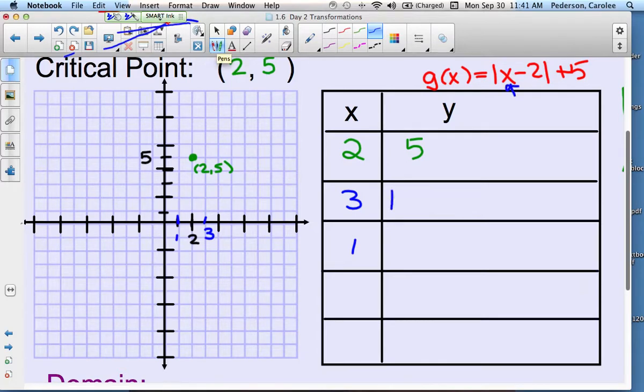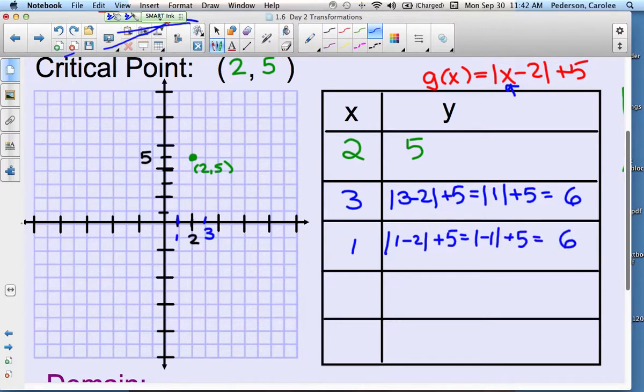So we say absolute value of 3 minus 2, plus 5, and now we simplify that. Absolute value of 3 minus 2 is 1, absolute value of 1 is 1, add 5, and we get 6. Do the same thing for 1. 1 minus 2, in an absolute value. 1 minus 2 is negative 1. Absolute value of negative 1 is 1, and we get 6. So we graph those two ordered pairs next. Over 3, up 6. Over 1, up 6.